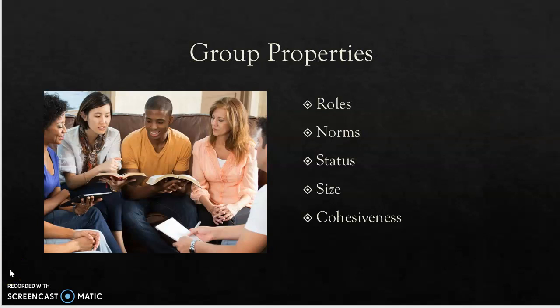Now, group properties. In this week's module, we're going to go through roles, norms, status, and size, and then we'll get to cohesiveness next week. But these all tie together, and when you get the right combination of established roles, strong norms, the right status of the group, right? People want to be a part of it, the correct size, and then cohesiveness. They enjoy being together. There can be great productivity in the setting that group finds themselves in.